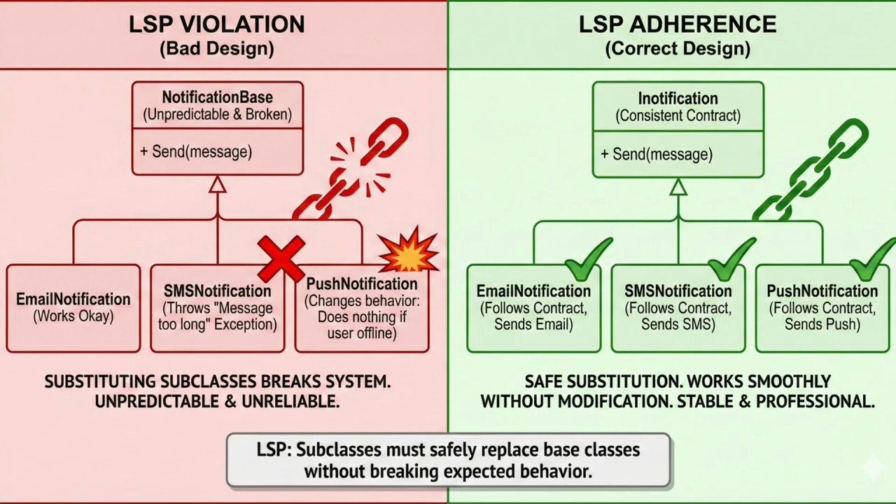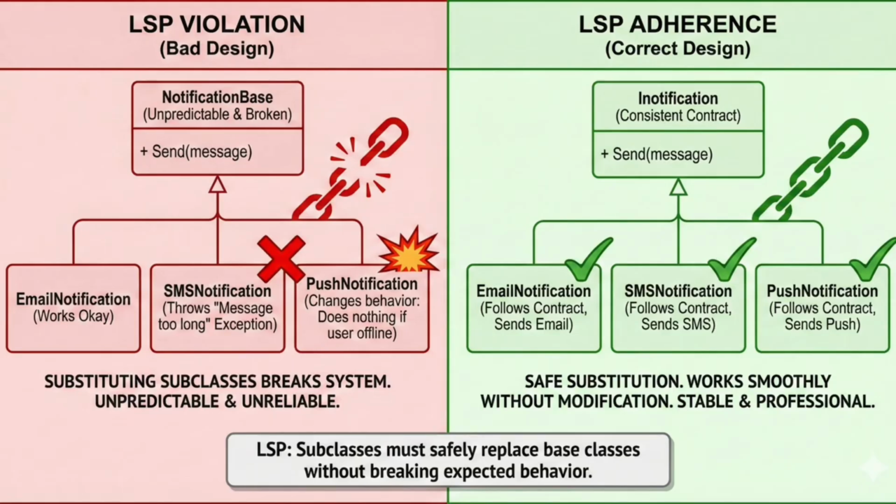Core message: do not force child classes to support behaviors they logically cannot do. Design your hierarchy so that every subclass truly follows and respects the expectations of its parent type. That is the true meaning of the Liskov substitution principle.